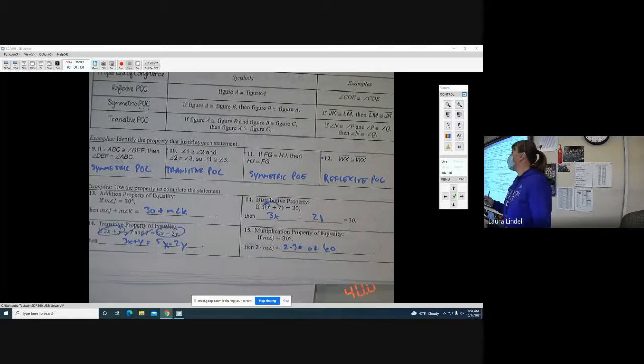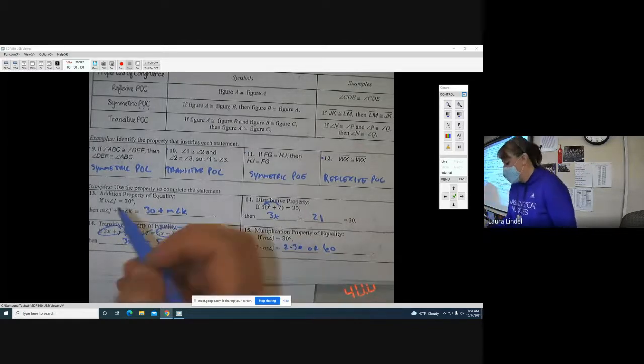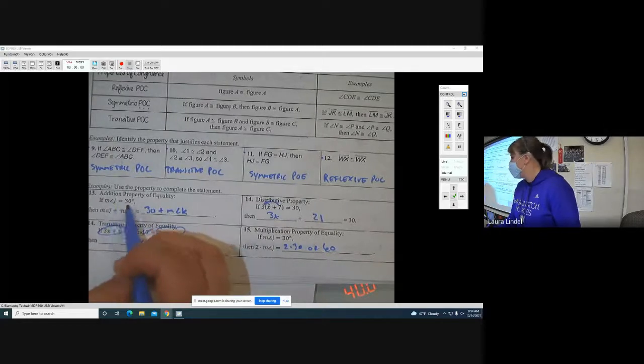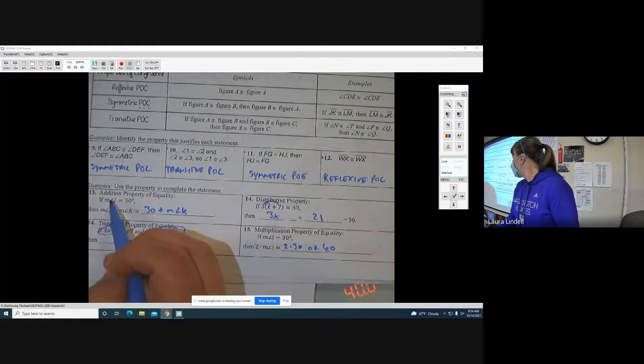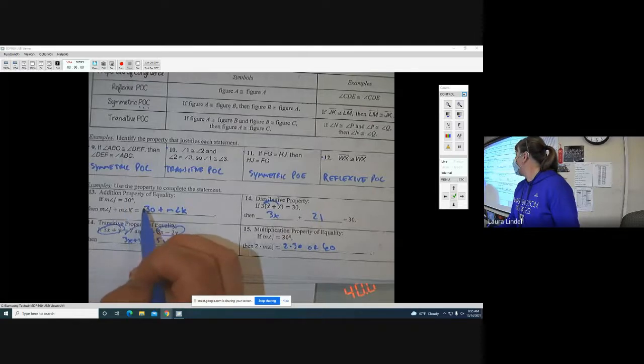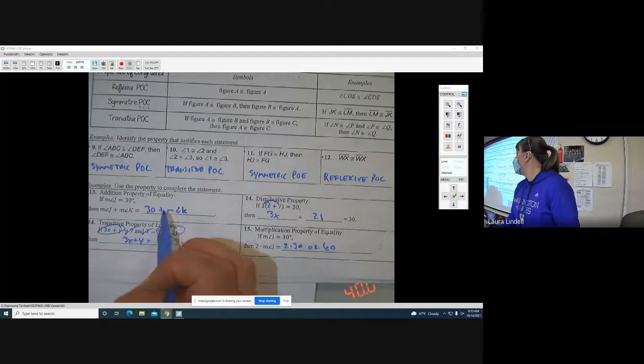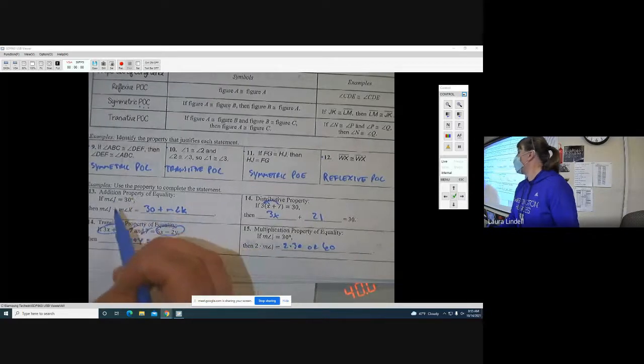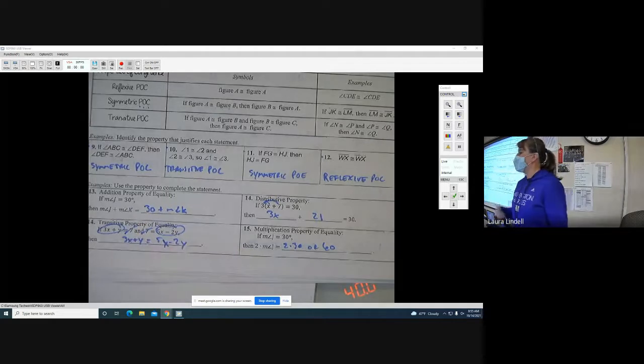Number 13, why is it 30? Because we had measure of angle J equals 30 here, right? And so what changed from measure of angle J to this part here? We added K, right? So the same thing needs to happen on the right-hand side. We have 30, and then we're adding measure of angle K, since that's what changed from the first step to the second step. And that's probably the weirdest one out of all of these 4, but that is what they're looking for there.